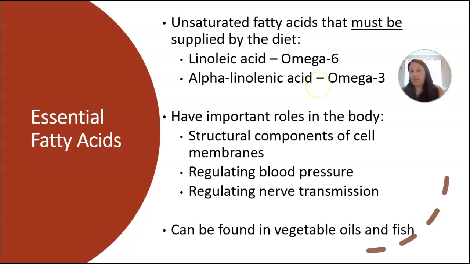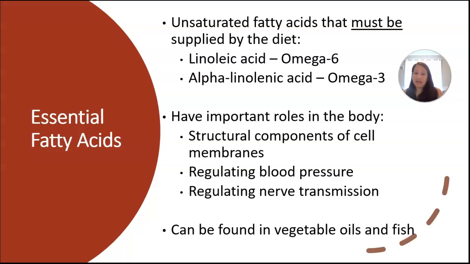Both of these are very important in our bodies. Why? Where do we find them? We find them as structural components of our cell membranes or our cell plasma membranes. This is going to be that outer border of our cell. It's a phospholipid bilayer, and we find these unsaturated fatty acids there. They are also going to be involved in regulating blood pressure, and they play a role in regulating nerve transmission. So again, extremely important. We can't make them on our own. We have to obtain them from our diets.